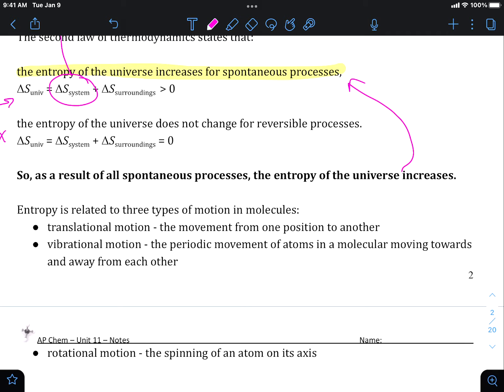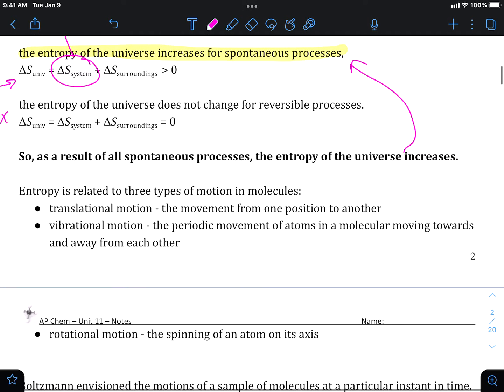Now, let's talk specifically. Entropy is related to three types of motion in molecules. The first type of motion is called translational motion, right? Translational motion is literally when a molecule moves from one place to another. Can the molecule move? Does it move from point A to point B? That's called translation. Okay. The second type, vibrational motion.